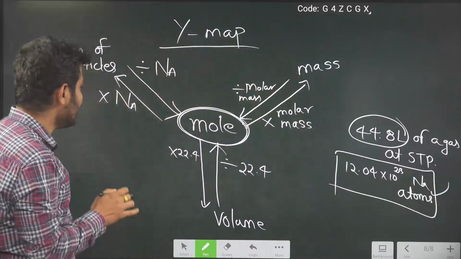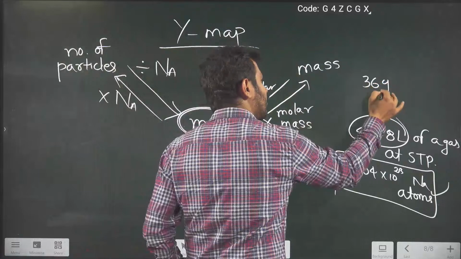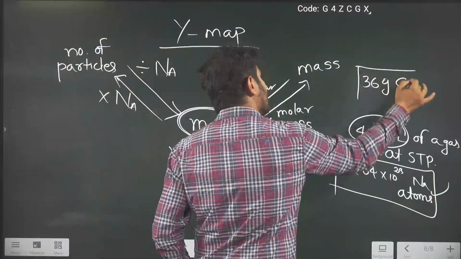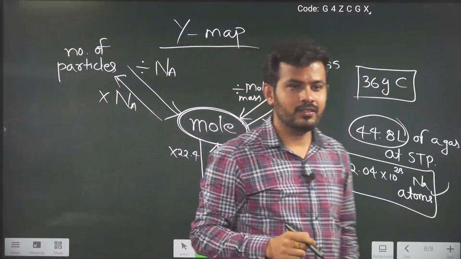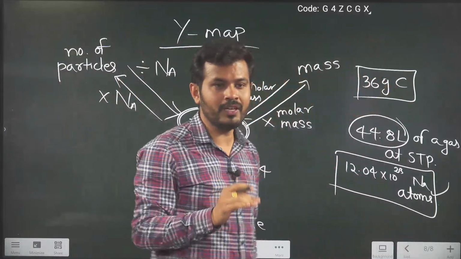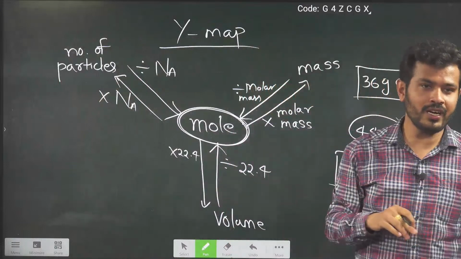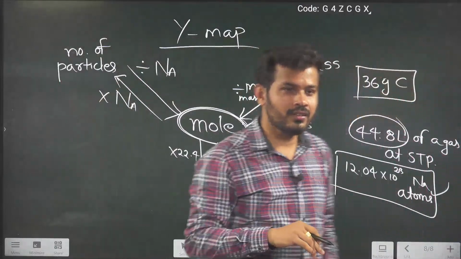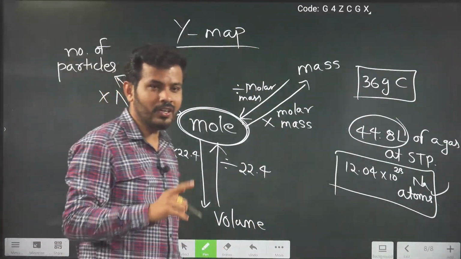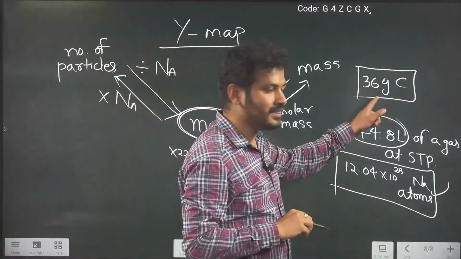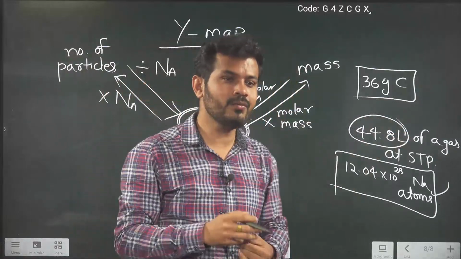Okay, very simple. What I'm saying is, I have 36 gram of carbon. If 36 gram of carbon is there, what is the number of moles in it? Those who have doubt, please respond. Others, please don't answer. Yes, 3 mole, very good. Because we know that 1 mole is 12 gram, 36 gram will be 3 moles. 1 mole is 12 gram, 2 mole will be 24, and 3 mole will be 36.